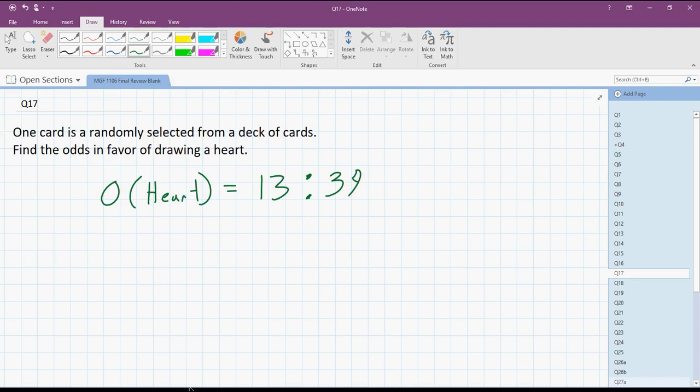And as always, you need to reduce your odds. It's just like reducing a fraction. Take 13 over 39 in your calculator. What does it reduce to?